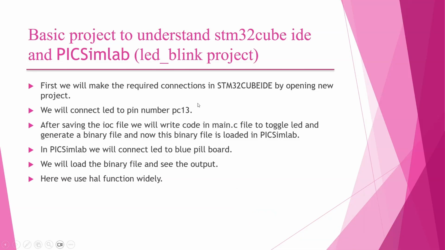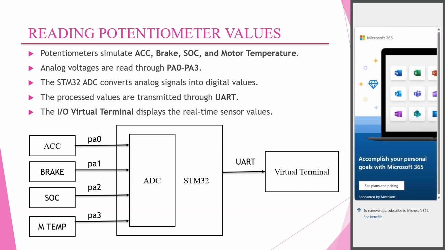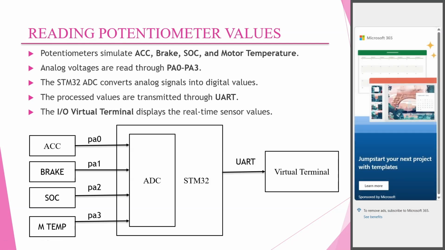Okay, this is reading potentiometer values. The potentiometers simulate acceleration, brake, SOC, and motor temperature as we saw before. Analog voltages are read through pins PA0, PA1, PA2, and PA3. The STM32 ADC converts analog signals into digital values. The I/O virtual terminal displays the real-time sensor values, and the processed values are transmitted through UART.